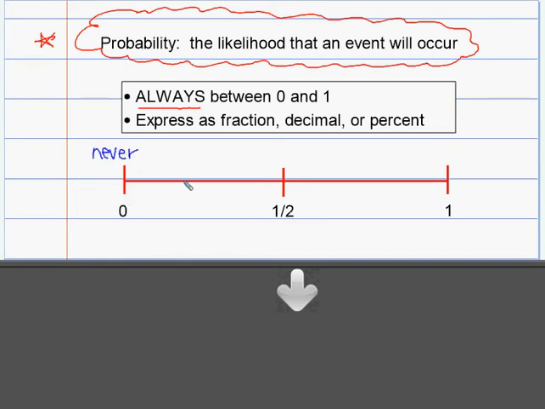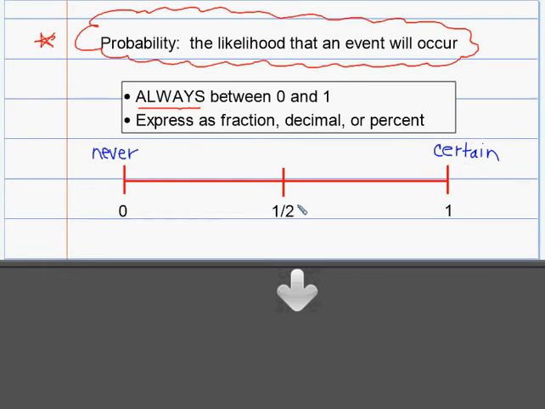Okay, if you get a 0 probability, it cannot occur. It's never going to happen. On the other end, though, if you get a 1, it's certain, or guaranteed, or it's definitely going to happen.